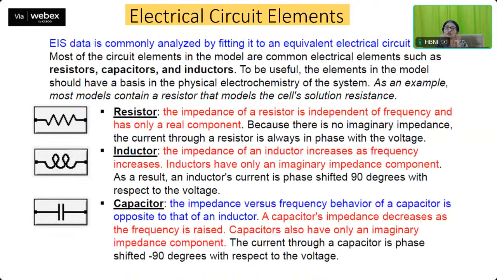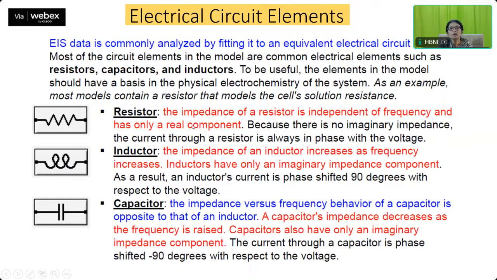So now let's look into the different electrical circuit elements, because what you will get from your EIS spectra is that spectra I have shown, Z double prime versus Z prime. But how will you fit it? You need to have an idea about the different electrical circuit elements. EIS data, as I said, is commonly analyzed by fitting it to an equivalent electrical circuit model. The common circuit elements are resistors, capacitors, and inductors. So you should know how these generally behave.